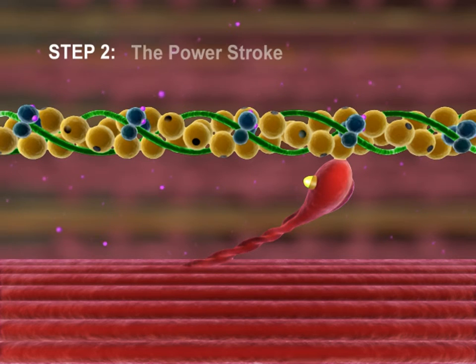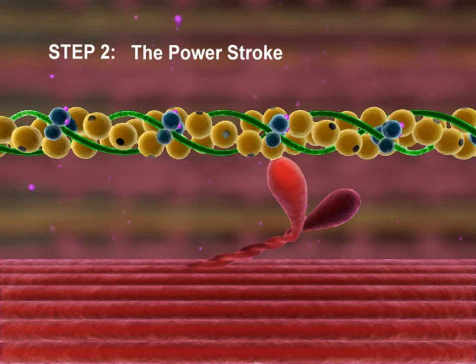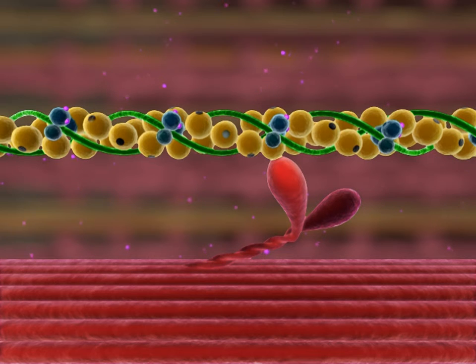Step 2. The power stroke. ADP is released and the activated myosin head pivots, sliding the thin myofilament toward the center of the sarcomere.